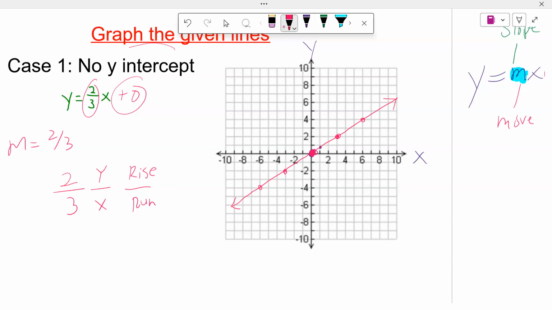And notice this one had no y-intercept, meaning it simply starts, well, it's not listed. Technically, it does have a y-intercept, but notice y equals 2/3 x plus nothing. When there's nothing there, you assume it's 0. So it's kind of a sneaky one. So I wanted to make sure I covered it.